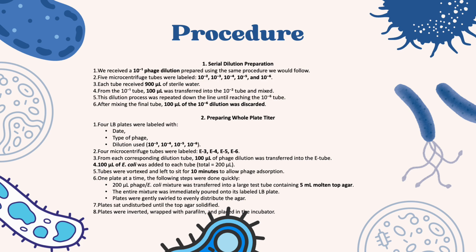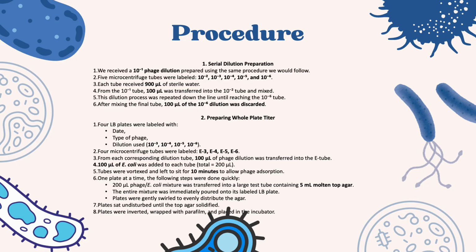Moving on to the procedure. For the first part, we have serial dilution preparation. So for number 1, we received a 10 to the negative 1 phage dilution prepared using the same procedure we would follow. Moving on, we have 5 microcentrifuge tubes, which were labeled 10 to the negative 1, 10 to the negative 3, 10 to the negative 4, 10 to the negative 5, and 10 to the negative 6. Moving on, each tube received 900 microliters of sterile water.